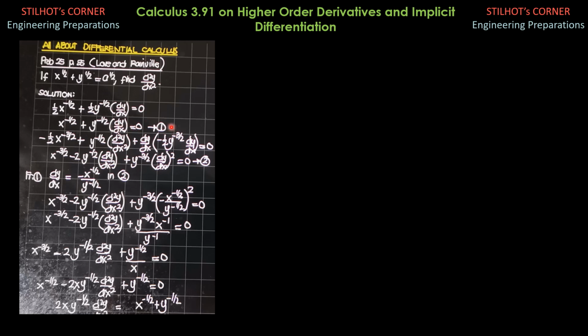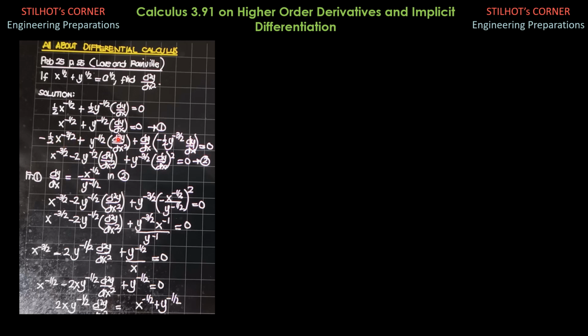Call this equation 1. Then we differentiate equation 1 for the second time. So we have negative 1/2 x to the negative 1/2 minus 1 is negative 3/2. Then plus, this is derivative of product. So first, y to the negative 1/2, derivative of second is the second derivative of y with respect to x, plus second, dy dx, derivative of y to the negative 1/2 is negative 1/2 y to the negative 3/2 times derivative of y with respect to x, dy dx equals 0.